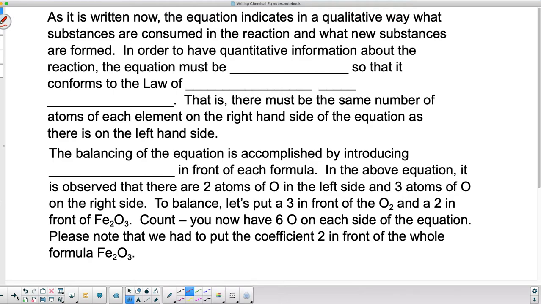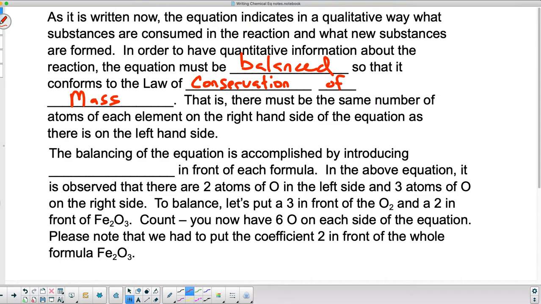As it's written now, the equation indicates in a qualitative way what substances are consumed. That means 1 Fe and 1 O2, and the product of the reaction is Fe2O3. And it shows what the new substances are that are formed. In order to have quantitative information about the reaction, it must be balanced so that it conforms to the law of conservation of mass. That is, there must be the same number of atoms of each element on the right-hand side of the equation as there is on the left-hand side.